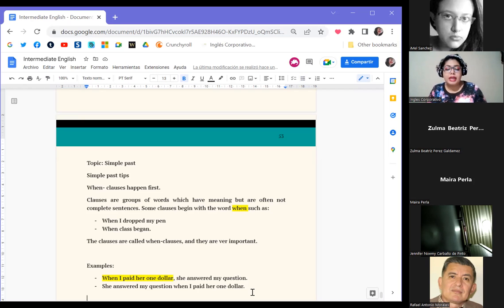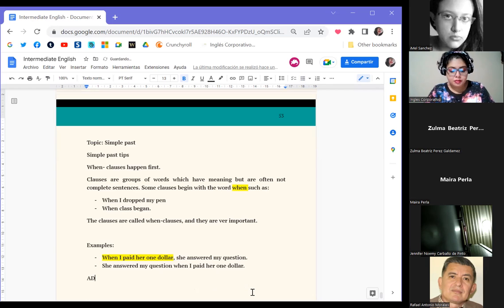Then we have the adverb placement. We're going to talk about in what place we're going to write the adverb. So we have the adverb placement, and we have just an example to notice in which place we are going to use the adverb. We know that we need to write the subject, then the adverb, then the verb and the complement. So that is not something that we are going to talk about a long time. So we have the example.